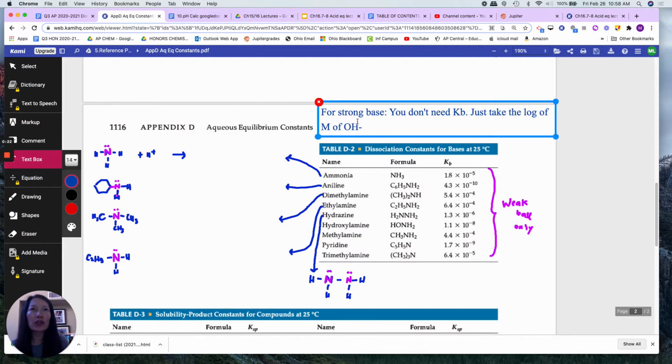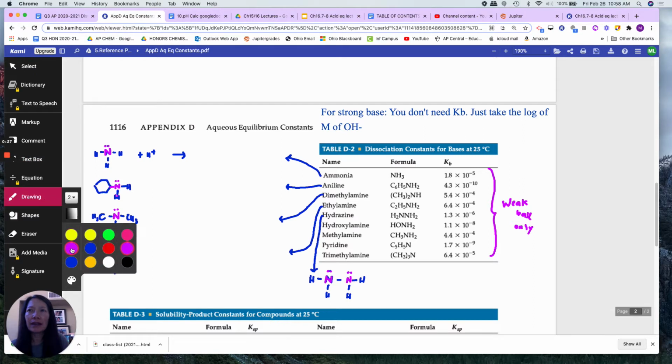So for a strong base, you don't need to use Kbs because you just take the log of the hydroxide ion. I'll show you that later. For the bases, you have ammonia here, and ammonia has this Lewis structure. When you add H plus to that, the H's will go on top of the NH3 on those lone pairs and become NH4 plus. So you can see this, that's ammonia. Okay, let's look at that.